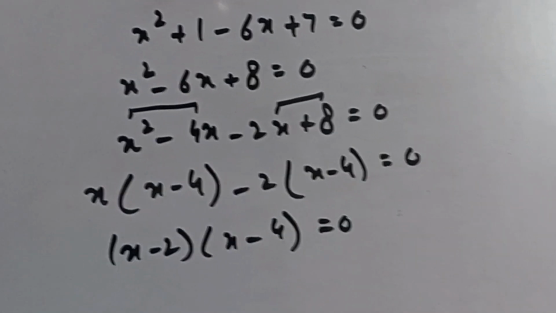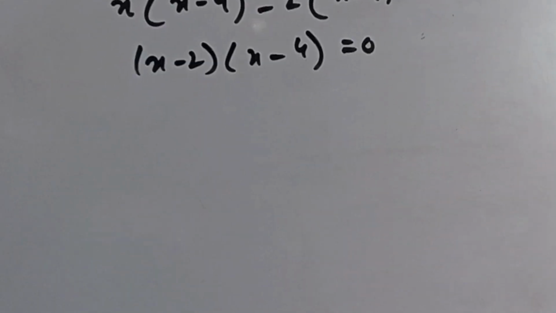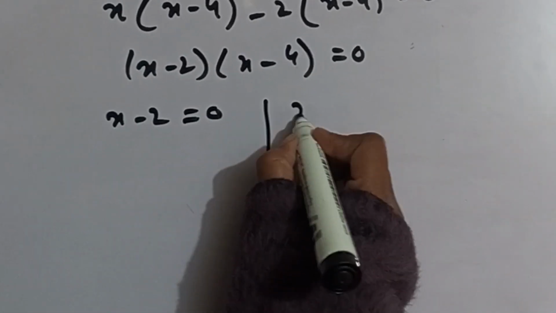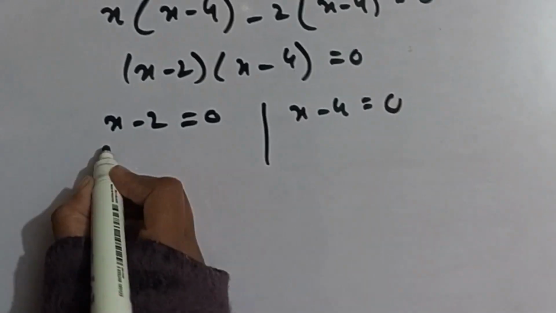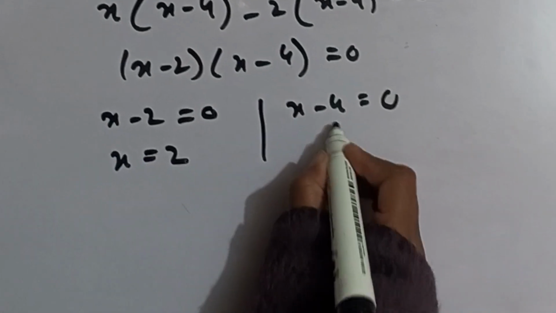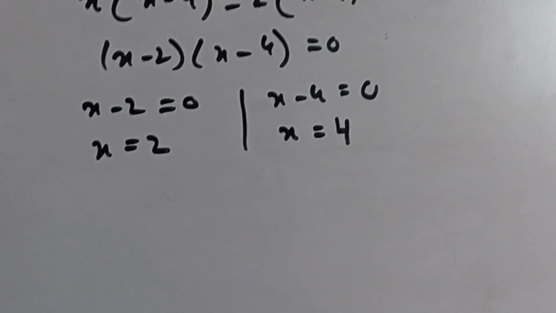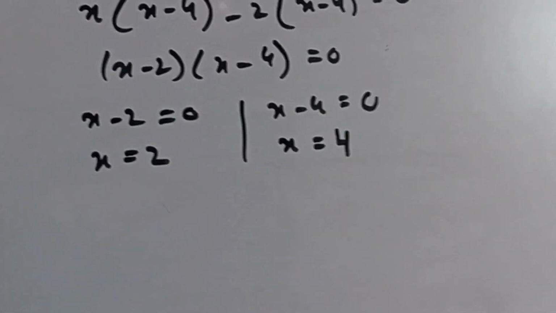So this implies one of them must be equal to 0. So x minus 2 is equal to 0 or x minus 4 is equal to 0. This implies x is equal to 2, and this implies x is equal to 4. So we get two values of x: the first one is 2 and the second is 4.